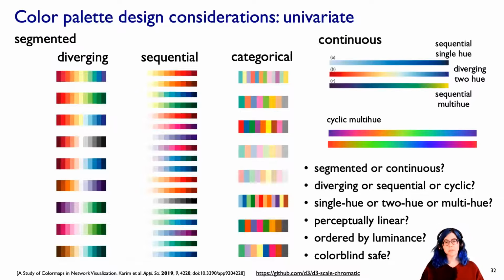So the design considerations for a color palette for a single attribute are, first of all, are we looking at segmented, discrete little boxes or something that's continuous? Are we looking at diverging or sequential or cyclic as the properties of the data set we want to emphasize? Do we have one hue or two hues or multiple hues? Is it perceptually linear? And have we ordered the hues by luminance? And as we'll get to later, is it colorblind safe?